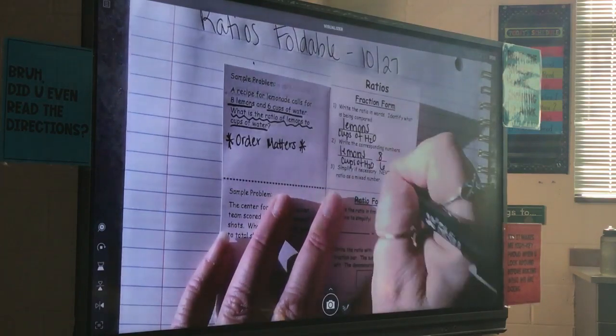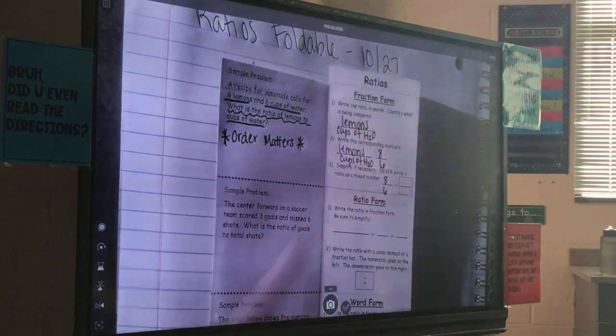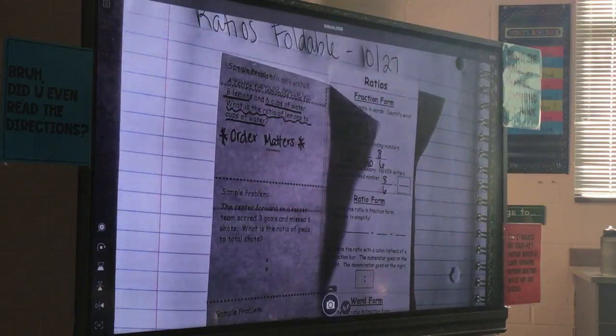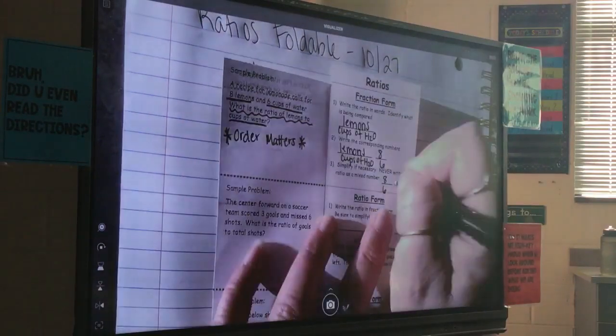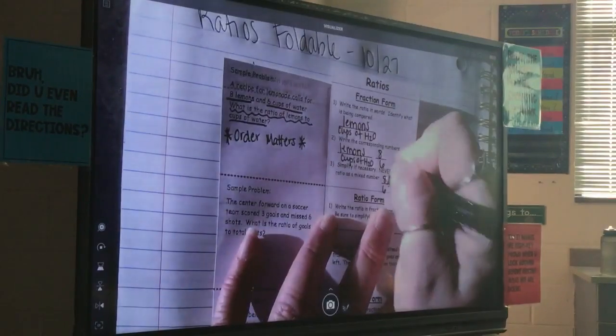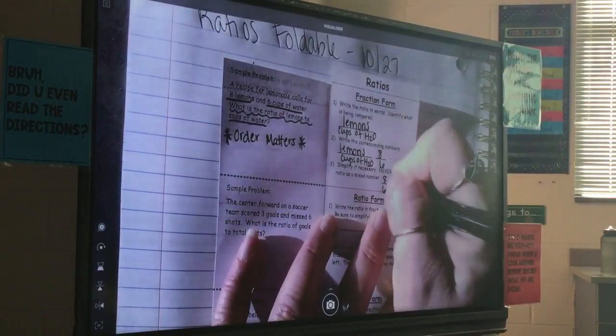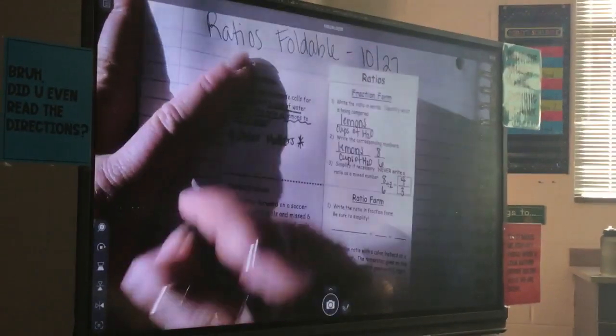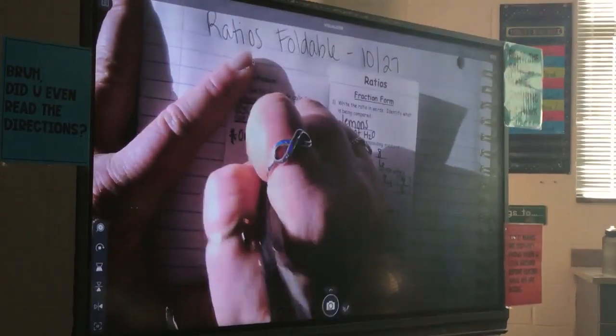All right, so then it says simplify if necessary, never write a ratio as a mixed number. So we have 8 to 6. What can go into both 8 and 6? What number? Ansley. 2. So you're going to divide by 2. 8 divided by 2 is 4. 6 divided by 2 is 3. So your ratio for lemons to cups of water is 4 to 3.